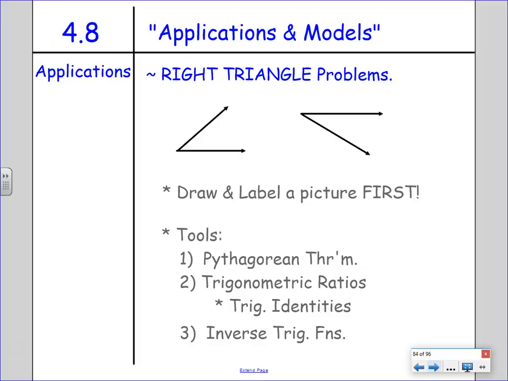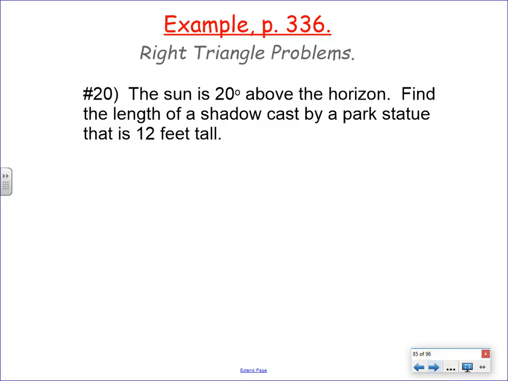Draw a picture. No, we should know that. Label. We should know that too. Pythagorean. We should know that. We know all that. So is there anything else?